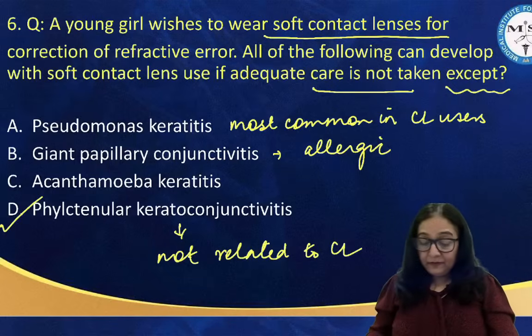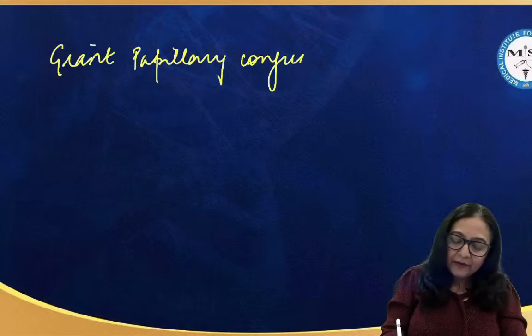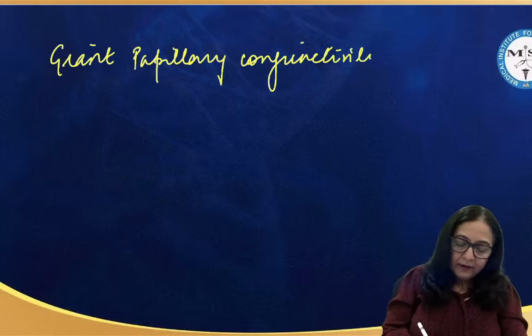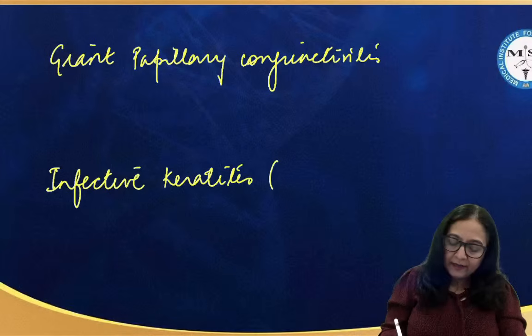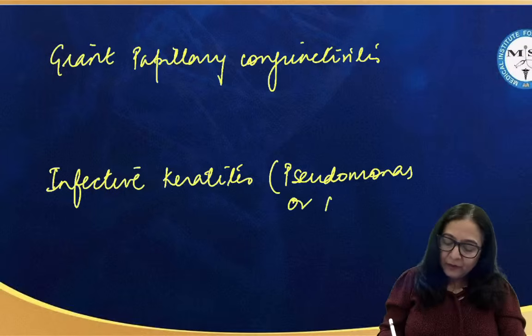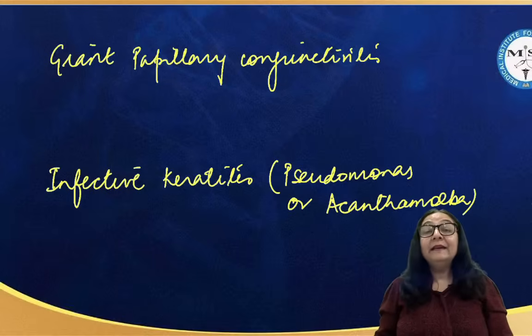Right? So if there is a case where you have to differentiate whether it is giant papillary conjunctivitis or infective keratitis, either Pseudomonas or acanthamoeba, how would you differentiate this? If the question comes based upon this, the differentiation will be in the history, beta.